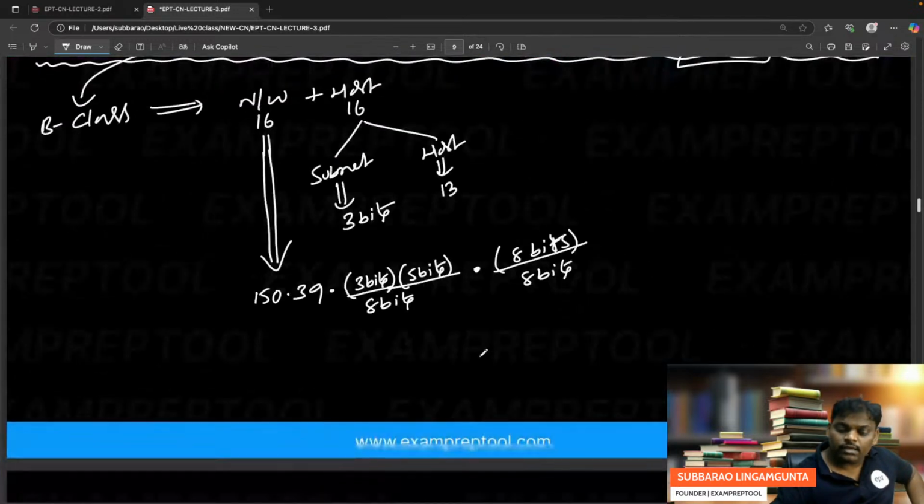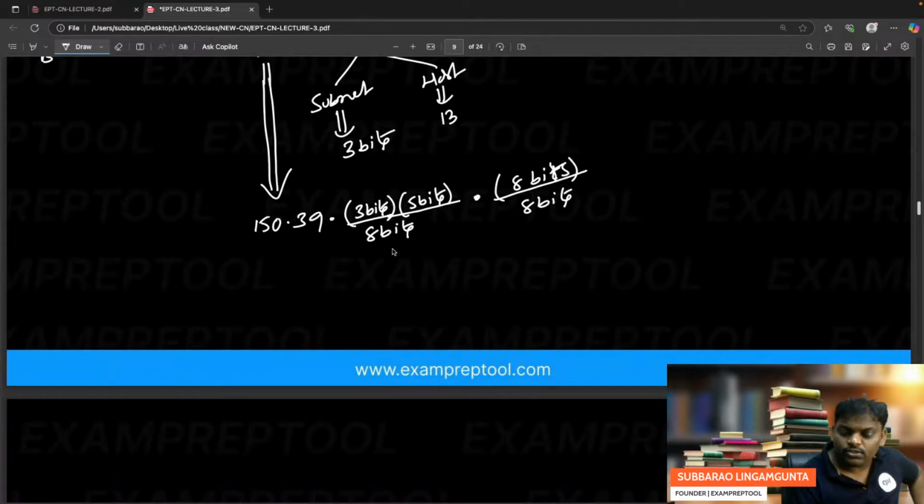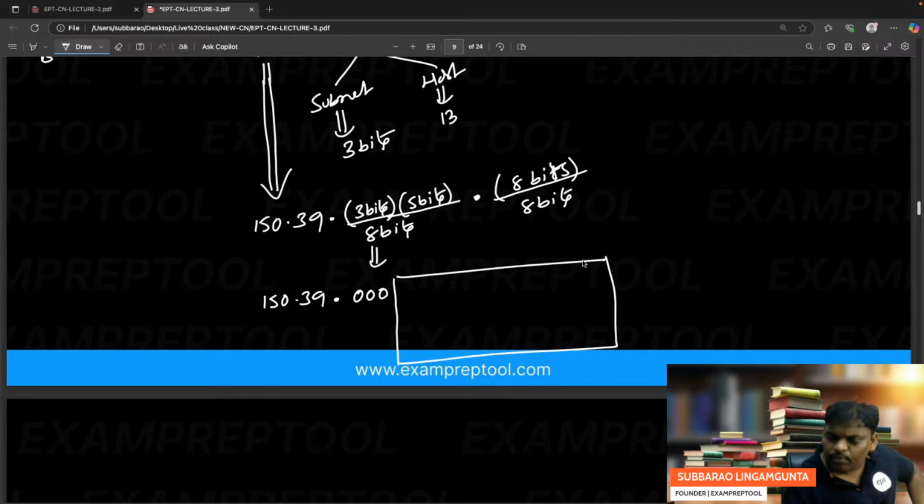Now see the answer. Everyone try to catch it. 150.39, this is fixed. For the subnet purpose, 3 bits: subnet 000. The remaining, if you observe, how many bits are there? 5 bits here, followed by 8 bits here. We will see that.